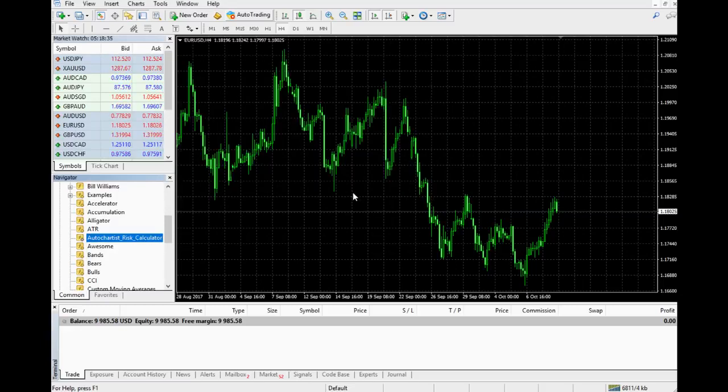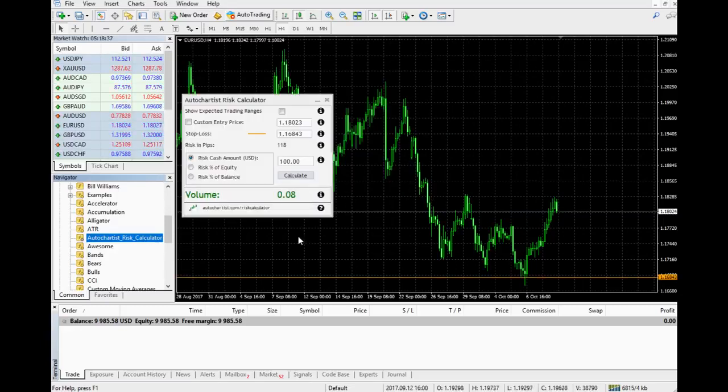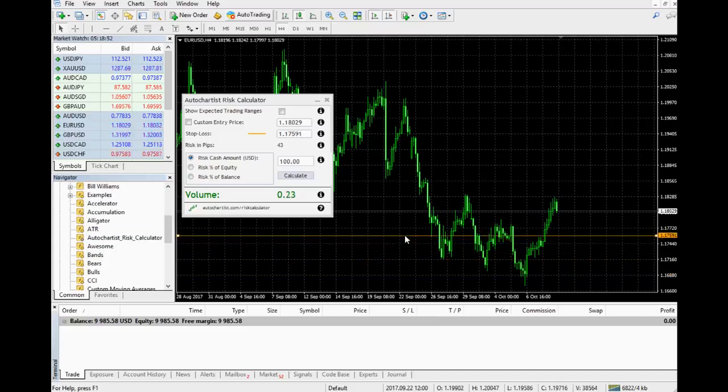You'll notice two components of this indicator that appear on the chart: the risk control panel and the orange stop loss level. So decide on where you want to set your stop loss and move the orange line to that level. If the orange line is below the current price, then the indicator assumes you are planning on a long position. If the orange line is above the current price, then the indicator assumes you are planning a short position.